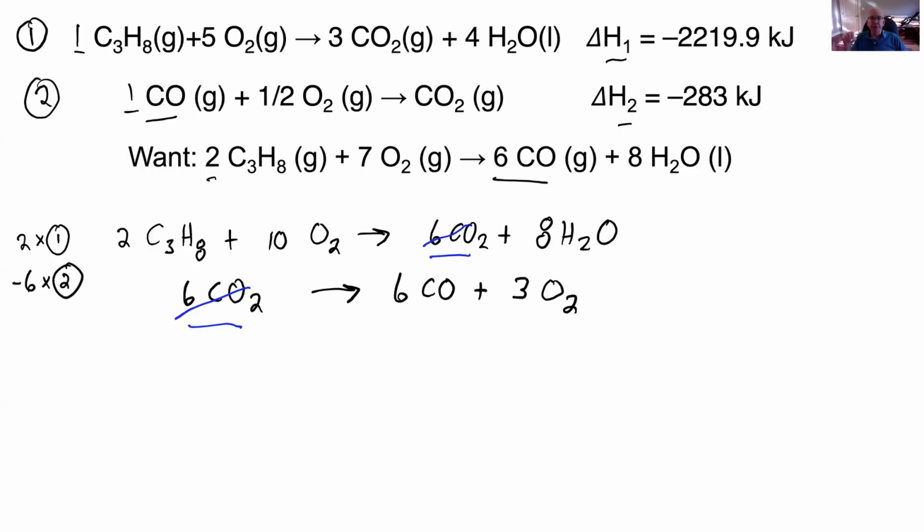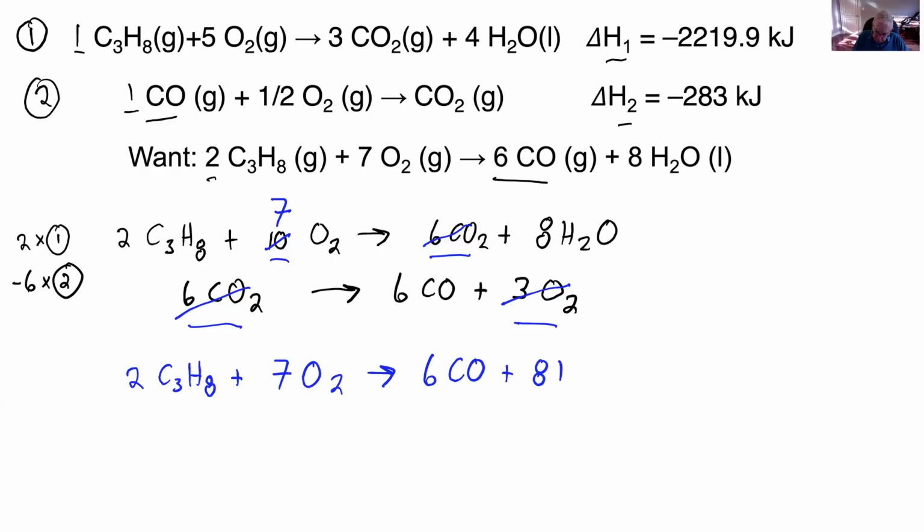I also have oxygens on both sides right now, right? I have 3 oxygens on the right and 10 oxygens on the left. So I'm going to subtract 3 oxygens from both sides. That'll kill those off, and it'll turn 10 here into 7, okay? That'll get me my actual resulting equation. So now I have 2 propanes plus 7 O2. On this side, I get 6 moles of CO, and I get 8 moles of water.